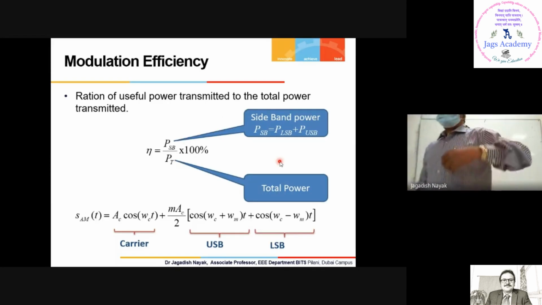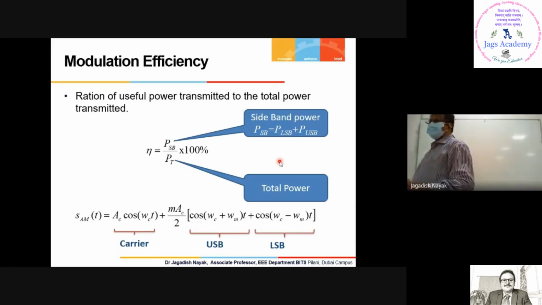Now let us see some parameters. Of course, whenever we have a system, we talk about the efficiency. What is the power consumption? It's an electronic system. You are actually modulating a carrier according to the message signal. You have seen the waveform that your carrier amplitude is varied according to the message signal. Who does it? Some electronic component does it.